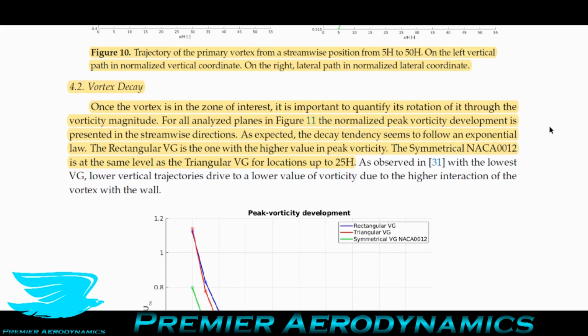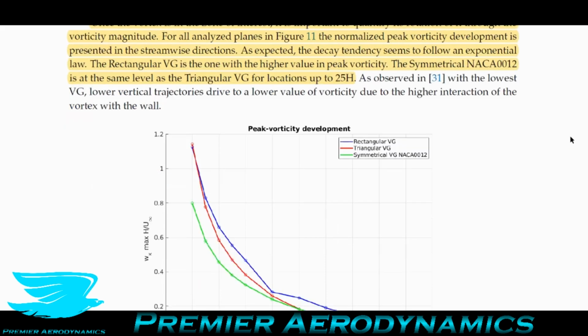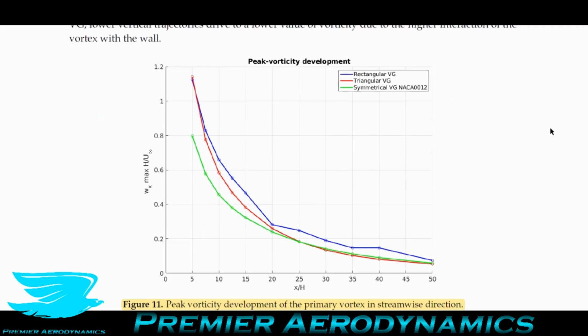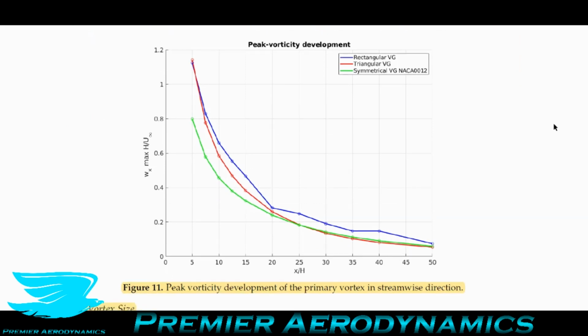So they looked at, we covered in podcast 59, some planes going through cross sections to see what this vorticity was. And they have in figure 11, which we have here, the normalized peak vorticity in the streamwise directions. As expected, the decay tendency seems to follow an exponential law. So when you first produce these vortices from these vortex generators, they're at their strongest right then. And as you move downstream, they get weaker and weaker as you expect, and it follows an exponential. So like a 1 on X kind of curve, or a ln curve kind of thing.